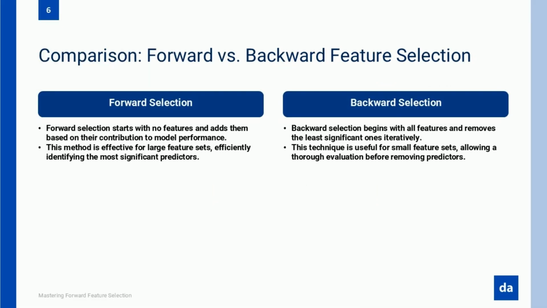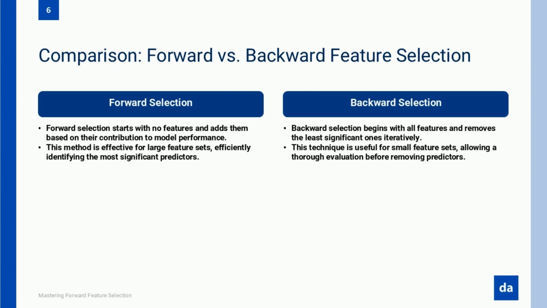Imagine you're decluttering your closet. Forward feature selection is like starting with an empty rack and carefully adding only the best pieces one by one. But what if you took the opposite approach? What if you started with everything and methodically removed the pieces that don't belong? That's backward feature selection. Instead of building up from nothing, it begins with all features and eliminates the least useful ones one at a time until only the most impactful remain.